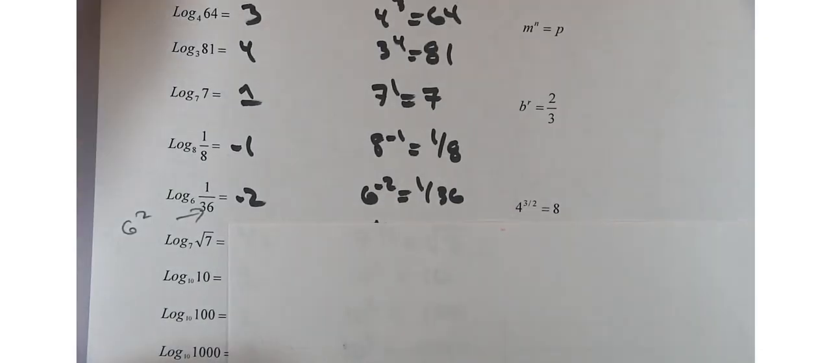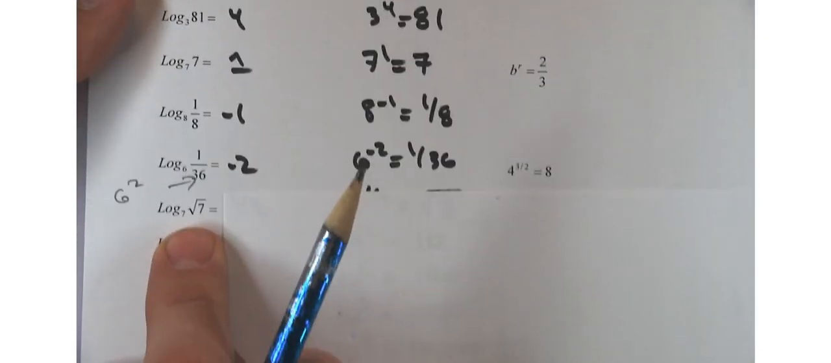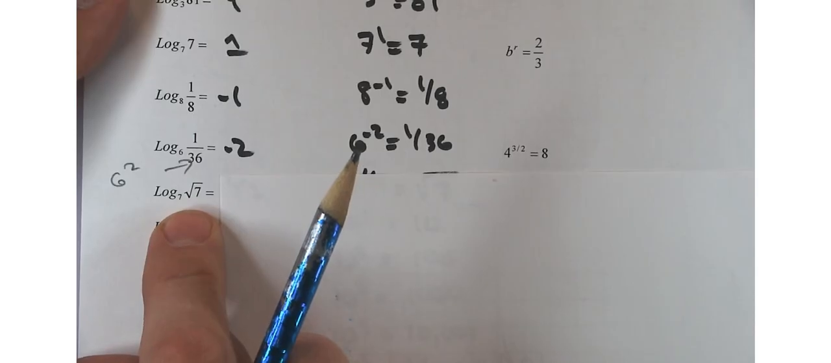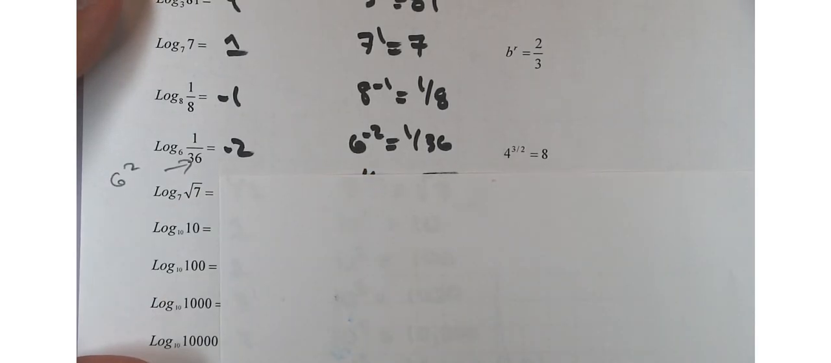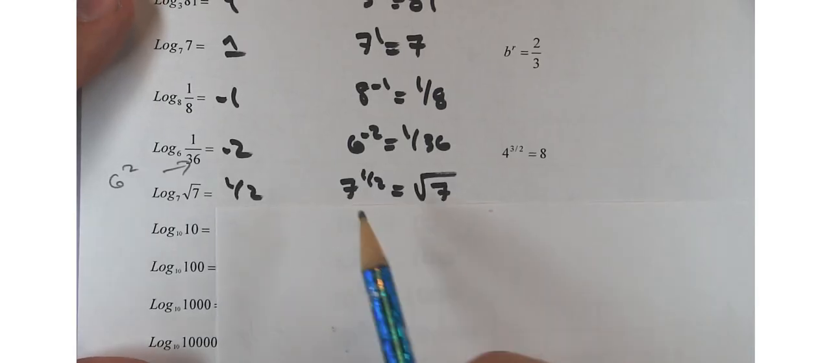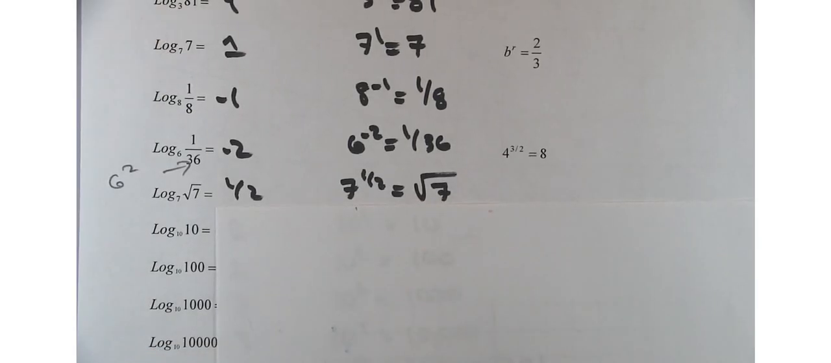And a couple of you are struggling with this one. I can have sympathy for that. What power of 7 gives you the square root of 7? Dylan? 1/2. Yeah, 1/2. So something to the 1/2 power and the square root are the same.